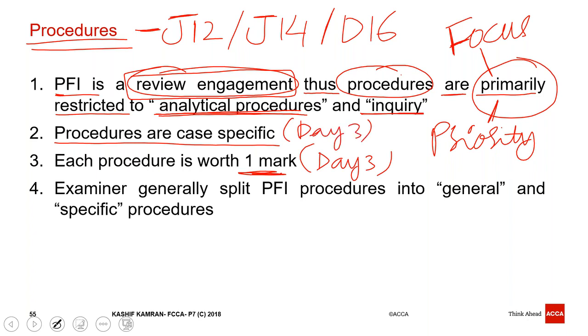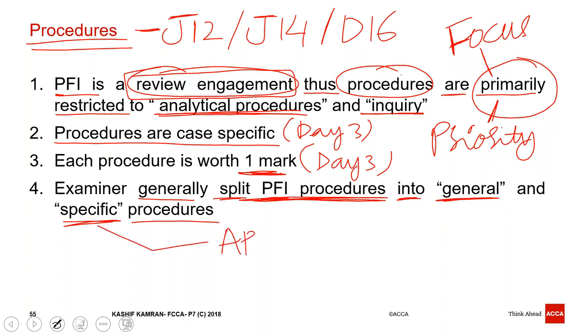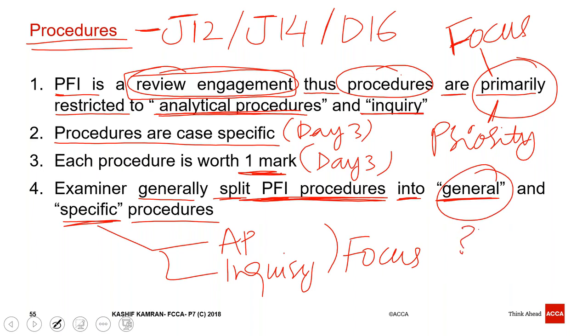An examiner generally splits the PFI procedures into journal procedures and specific procedures. I've seen examiner answers where, when he is writing a PFI procedure, the examiner splits the PFI procedures into 2 categories, journal and specific. So journal procedures, specific procedures. I'll just guide you on what they are. Specific means AP and inquiry, right? The specific means the AP and inquiry, which is our focus. What are journal procedures? I'm just giving you the answer for that.